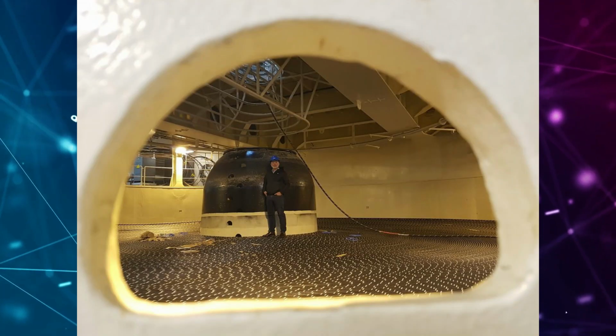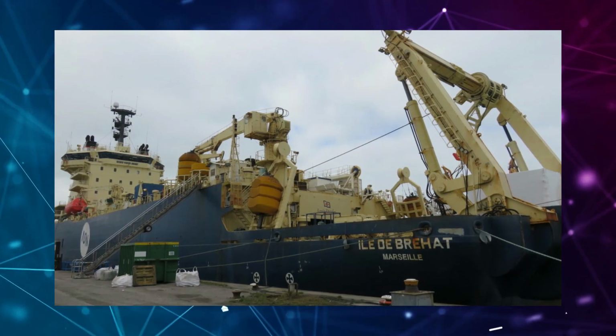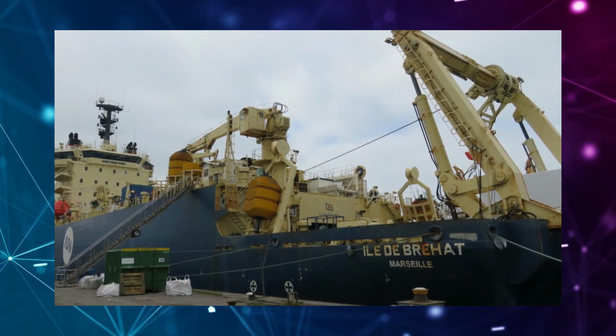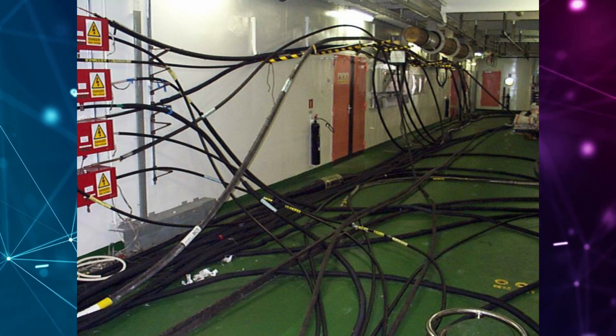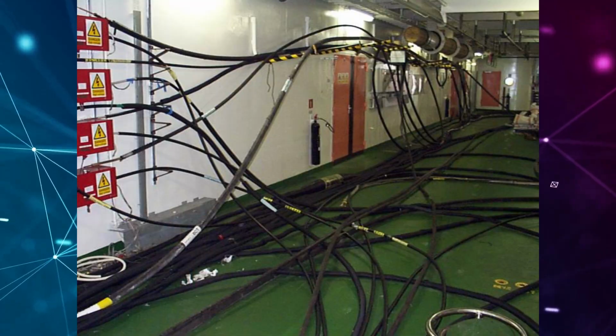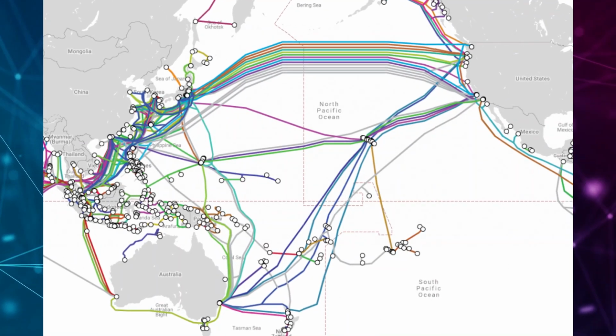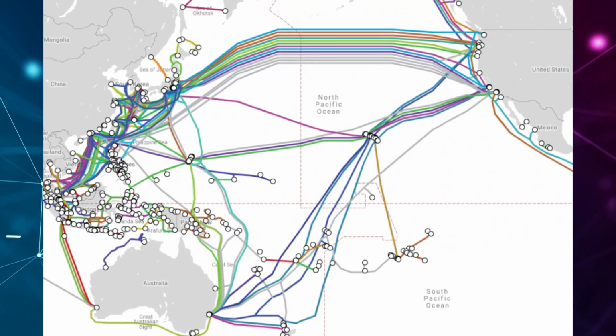Because these cables are so important to international communication, there are often redundant cables laid between the same locations. This redundancy ensures that if one cable is damaged or experiences problems, the traffic can be rerouted through the backup cable. The length of these submarine cables can vary greatly, depending on the distance they need to cover.